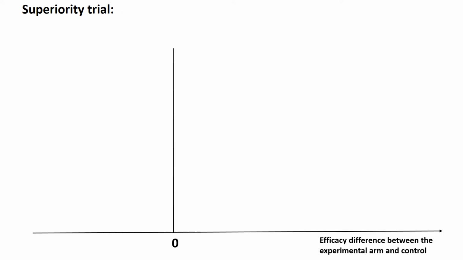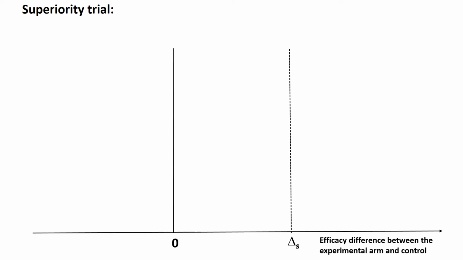Let me repeat myself. In a case where the new treatment, or the experimental arm, has the same efficacy as the control or the standard treatment, then the difference between the two treatments would be 0. Now let's assume we have what we call the superiority threshold.